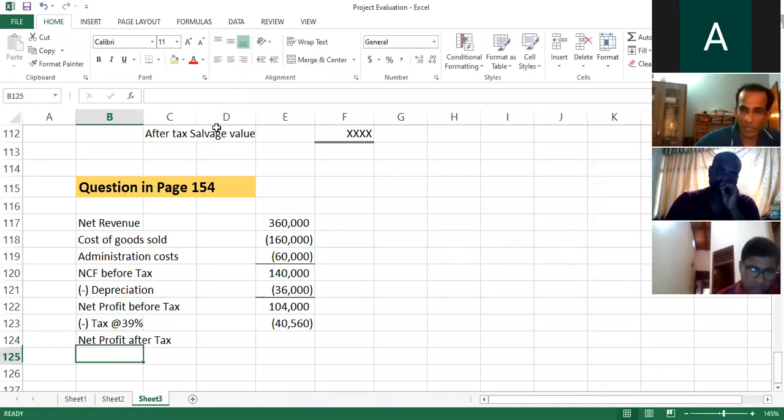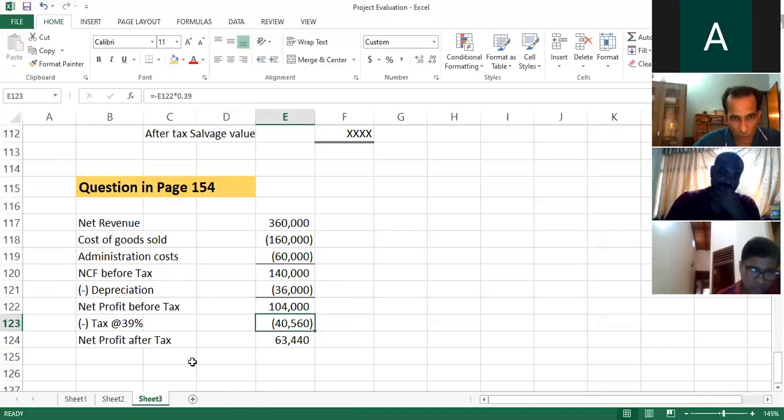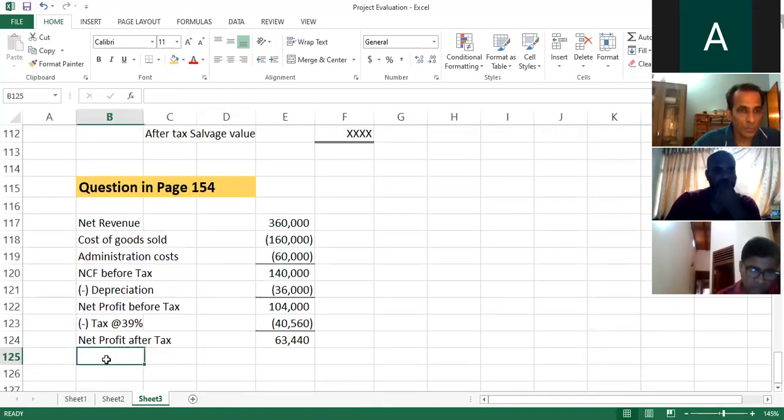What is the net profit after tax? The net profit after tax is 63,440, right? Is that correct? Right. That is the net profit after tax. Then what do we need to do? We have to calculate the net cash flow, right?